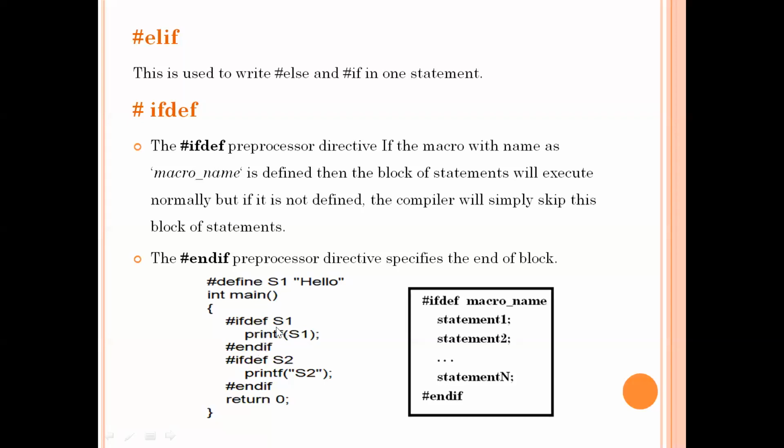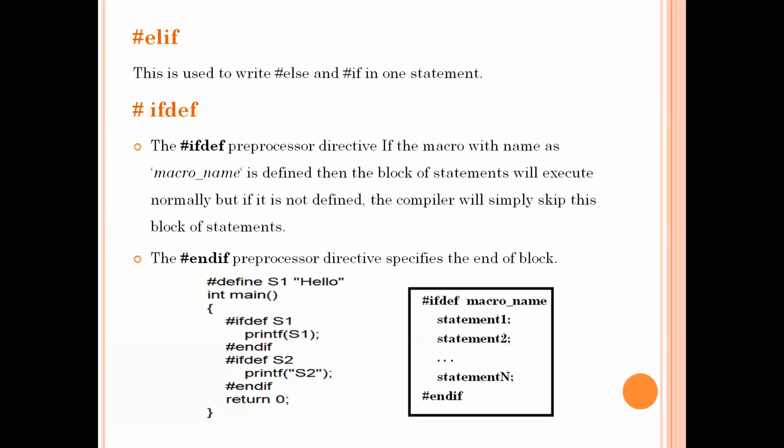So here in our example, for S1 there is a definition by using #define, right? So in this case, it will print the value of S1. That means the value of S1 is hello. So this statement will print the hello message on the screen, right? Suppose just assume that in your program there is no definition for S1 by using the #define statement. Just assume that there is no first line in your program. In that case, your #ifdef statement block will not be executed, right? So that is the meaning of the #ifdef directive.